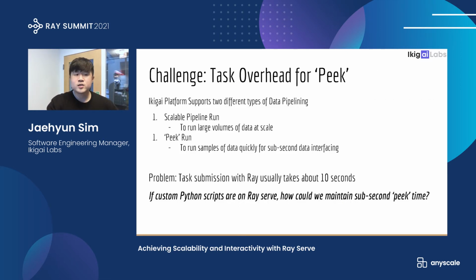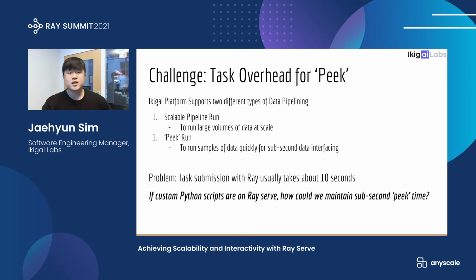The next challenge was the task overhead for peeking. As we briefly covered above, our platform supports two different types of data pipelining. One is the scalable data pipeline run, where you want to run a massive scale of data. Two is a peeking run, where you sample data quickly for sub-second data inspection.